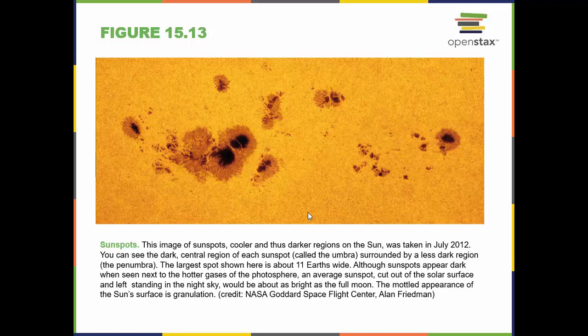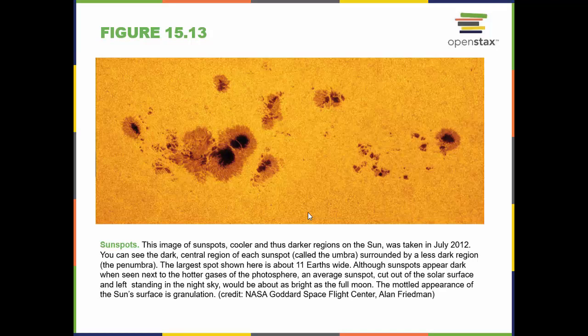It used to be thought that the sun was a perfect sphere of burning gases and that it was the same all the way around. But what we now know is that we have these things called sunspots. And this shows an image of these sunspots. Sunspots are cooler and thus darker regions of the sun. And this one was taken in July of 2012.